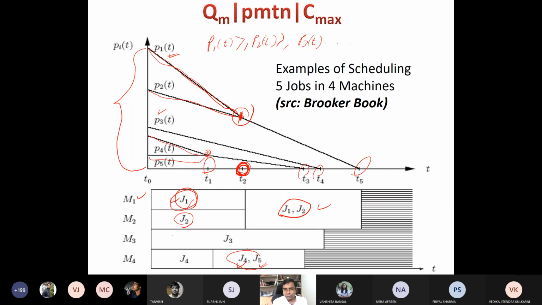Given all the tasks, this T1, T2, T3, T4, T5 can be statically calculated because all the tasks are given, all the machine speeds are given, all the tasks are at time 0. We can calculate statically everything.